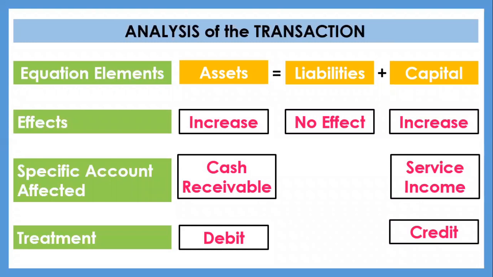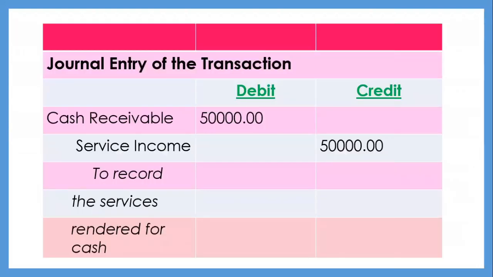Now, this is how our journal entry preparation looks like. Under debit, you have cash receivable, 50,000 pesos. And under credit, we have service income, 50,000 pesos. And therefore, our brief description would be to record the services rendered for cash. Okay, so this ends our discussion for model number 2.